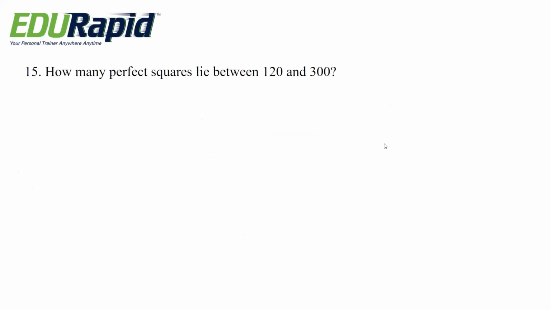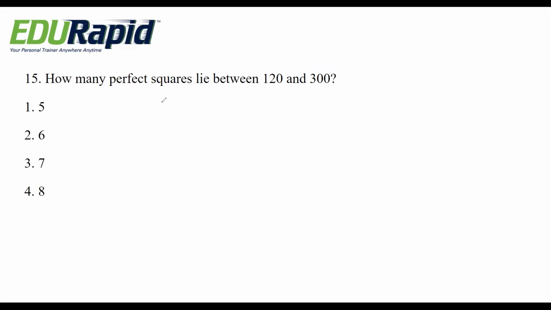Next question. How many perfect squares lie between 120 and 300? Options are 5, 6, 7, 8. So here, between 120 and 300, they are asking.